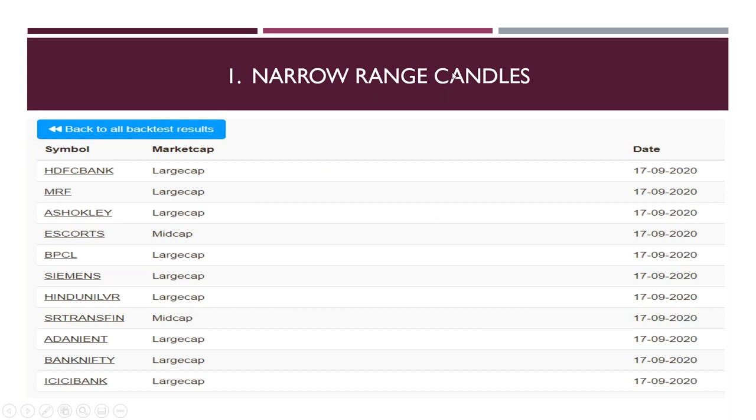Now this is how a narrow range candle scanner will look. I'll give you the scanner.